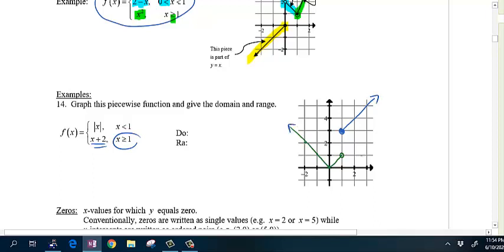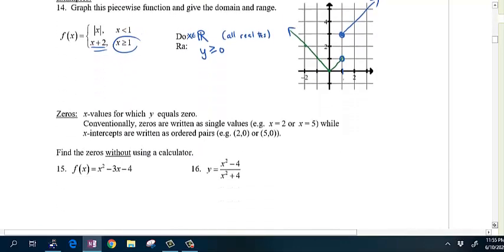And if I'm looking for the domain, notice it exists at all values, even at 1, because even though there's a hole here, there's a solid dot up there. So all real numbers. And the range here, yes, it looks like we're looking at all the values that are greater than or equal to 0. Good.